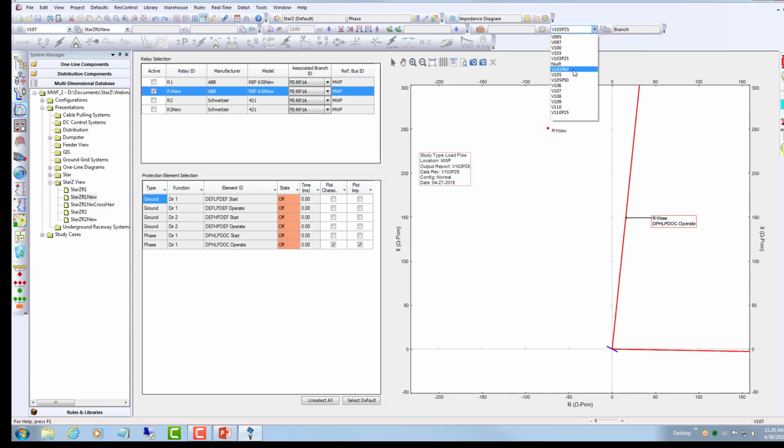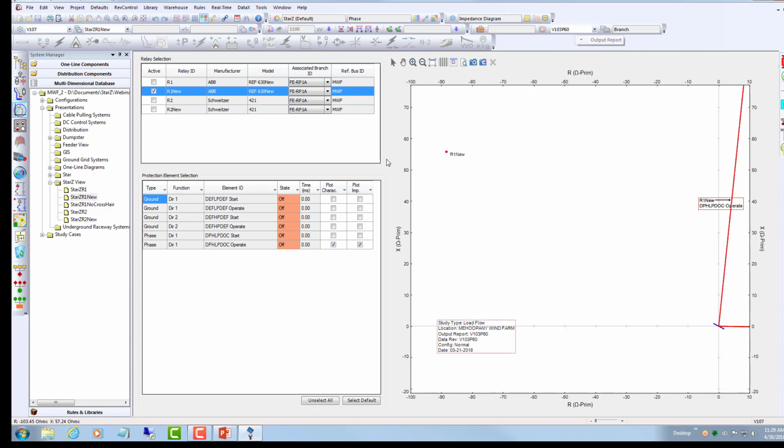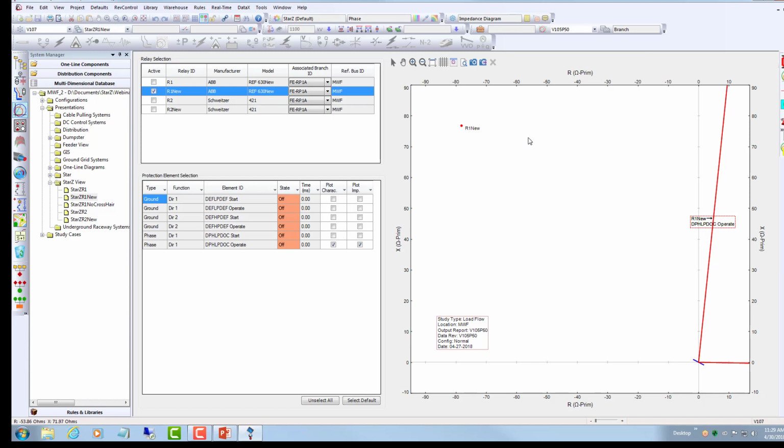Now, if we're looking at the other side, let's say V103, we didn't have a trip, but it was on the left hand side. For V103 P60, we had a trip before, but in this case we don't have to. If I go back and look at the R1 for this report, at V103 P60 here, as you see, there is no trip. If I go to V105 P50, here I don't have a trip.